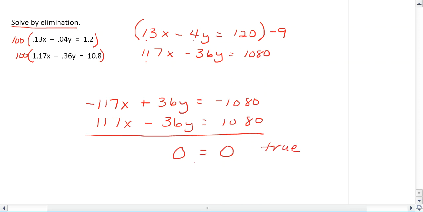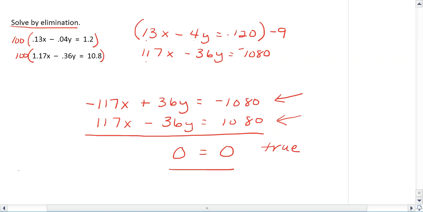Now what's different here, this math sentence is a true statement. It wasn't like 17 equals 42 or something. So we recognize this is something else. And if we look back here, there was kind of a clue. It should be a clue when these two are the same for each other except for a negative sign. What we have here is one line on top of the other. These are coinciding lines. So they share all solutions.